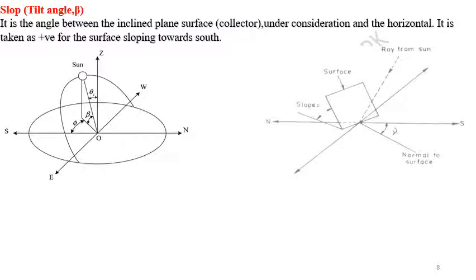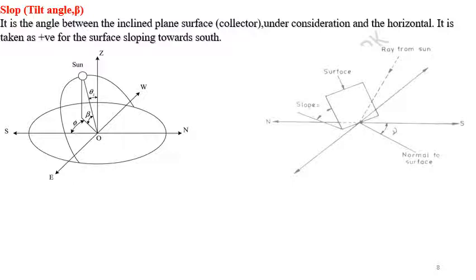It is the angle between the inclined plane surface under consideration and the horizontal, or collector under consideration and the horizontal. So it is the angle made by the plane surface with the horizontal. It is taken to be positive for a surface sloping towards south and negative for a surface sloping towards north.